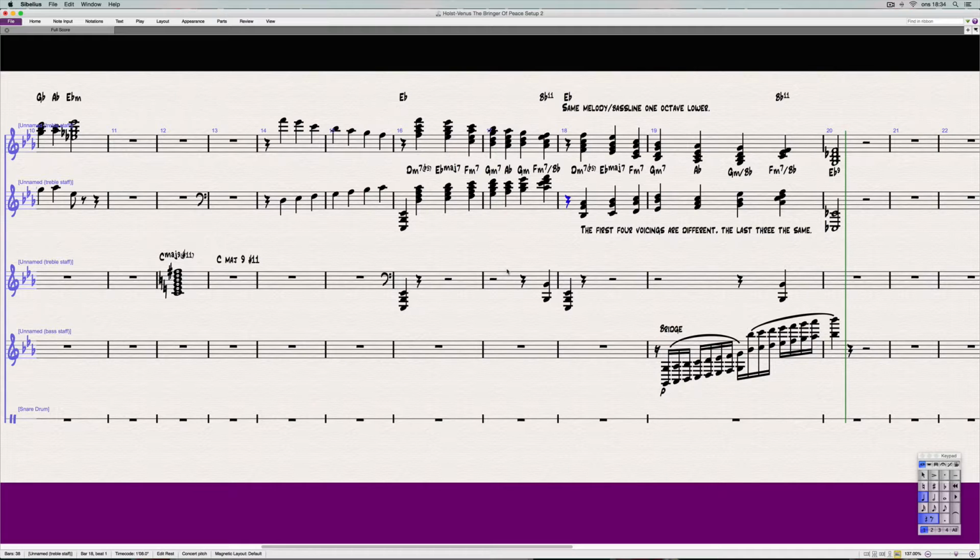Cool, right? And before we look at orchestration again, oh yeah, here the first 4 voicings are different. 1, 2, 3, 4. The last three the same, and that's compared to this. But that's just because this voicing this low would sound even worse. I think it wouldn't really work. So that's why it's different. So once it gets up in a more reasonable register for chords, it goes back to the original.